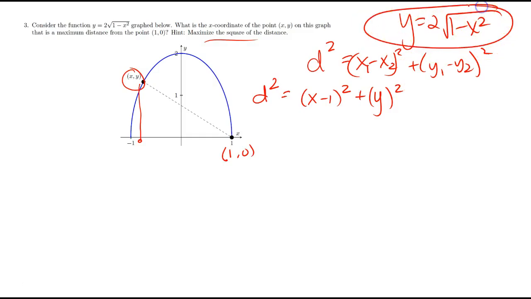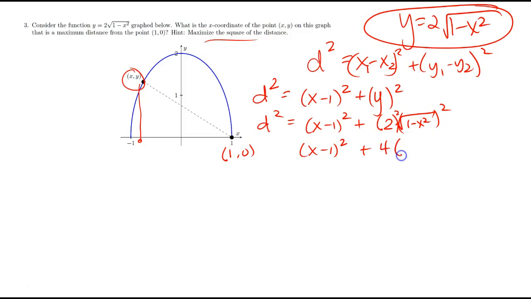But y is this, so it'll be d squared equals (x minus 1) squared plus (2√(1 minus x squared)) squared. Well, this is a product, so I can square both of these separately. (x minus 1) squared plus 4 times the square root of something squared, and when you square a square root, it turns out to look like this, right? So now, this is what we have here.